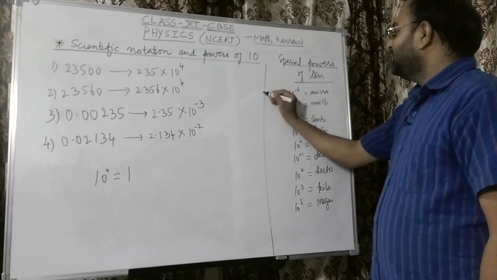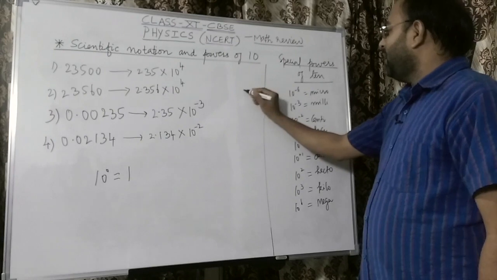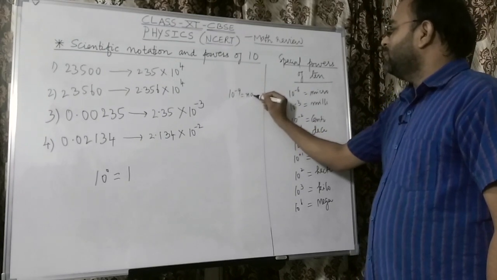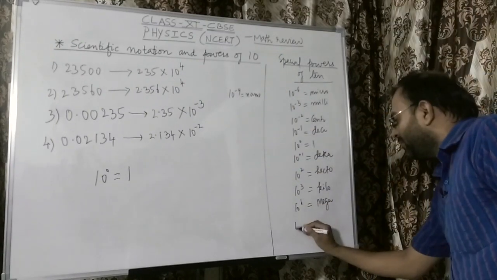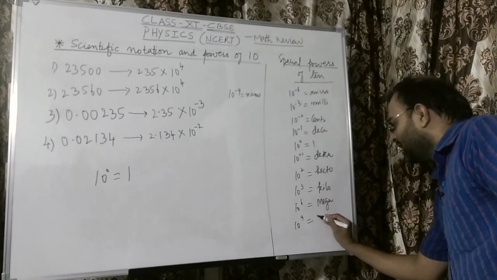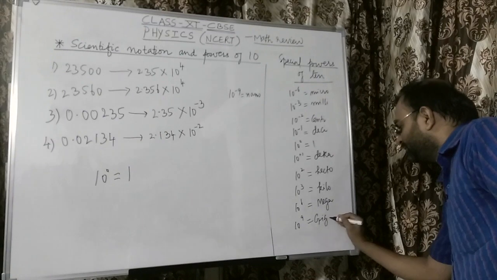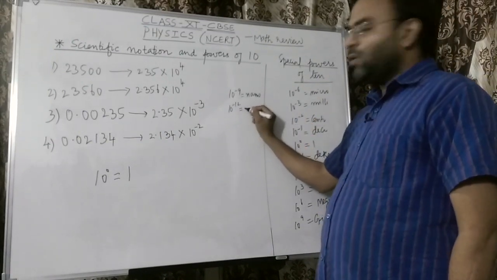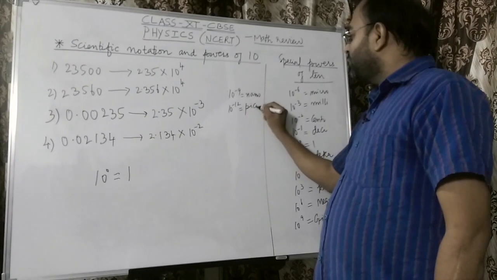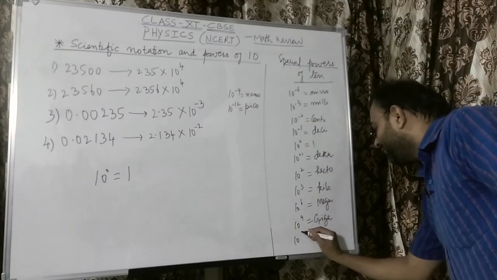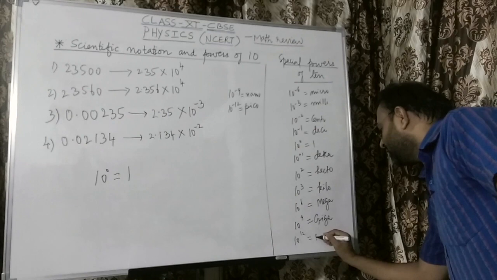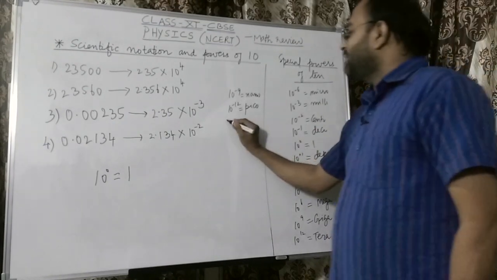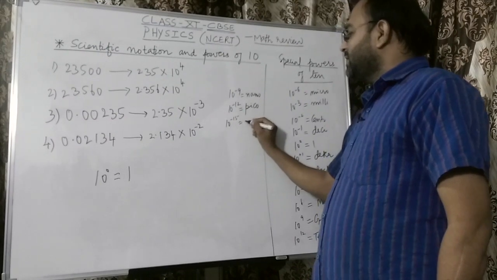10 power minus 9 is nano. 10 power plus 9 is giga. 10 power minus 12 is called pico. And 10 power 12 is called tera. 10 power minus 15 is femto.